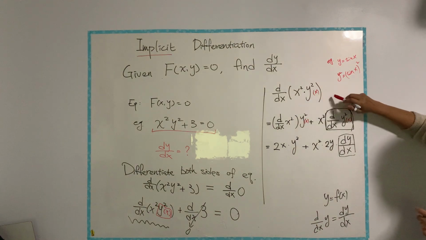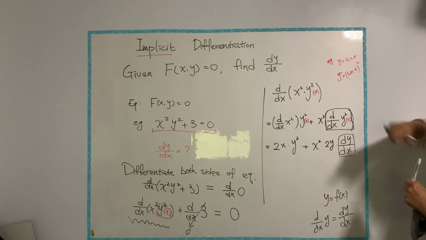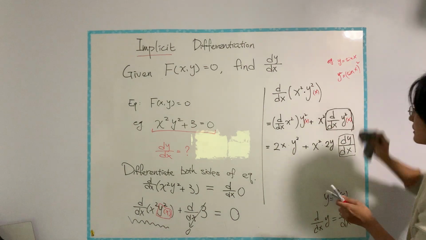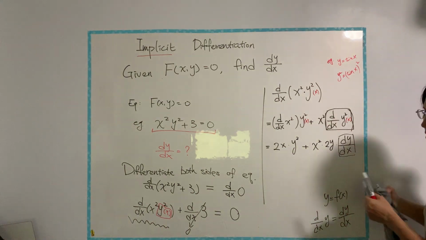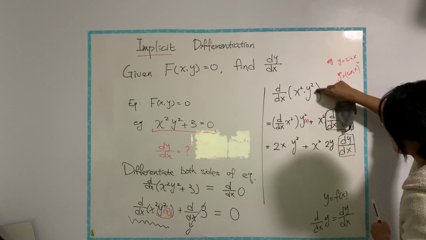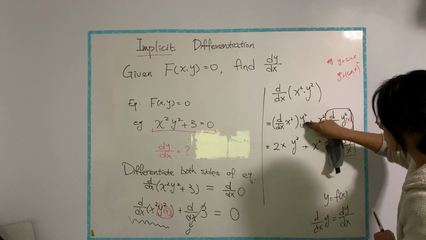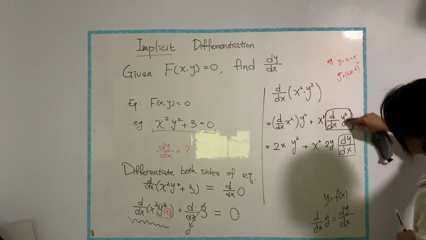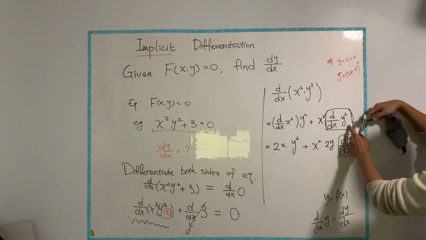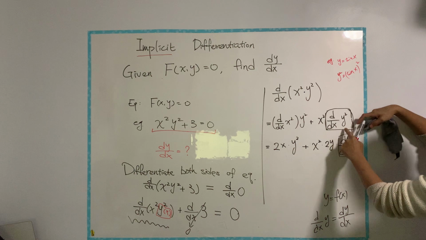Implicitly, you treat y as a function of x. You don't write it out. So here whatever I write in red, you should not write it out. You just think that in your mind. So you treat y as a function of x, but you don't write it out. So this part is the crucial part. You treat y as a function of x.